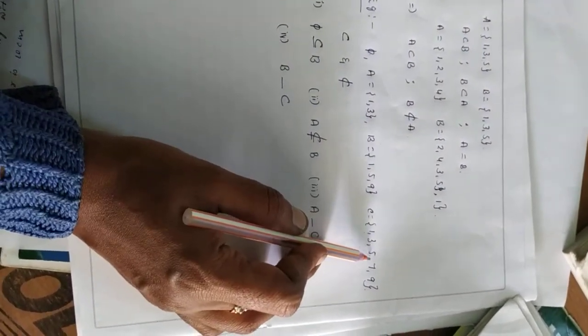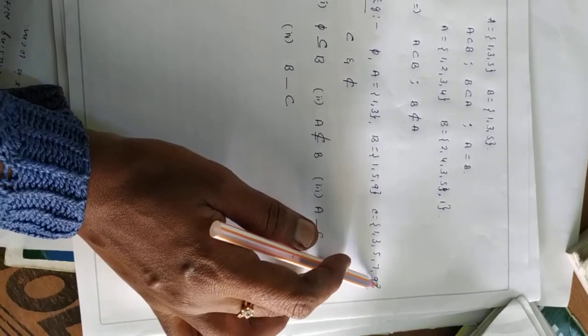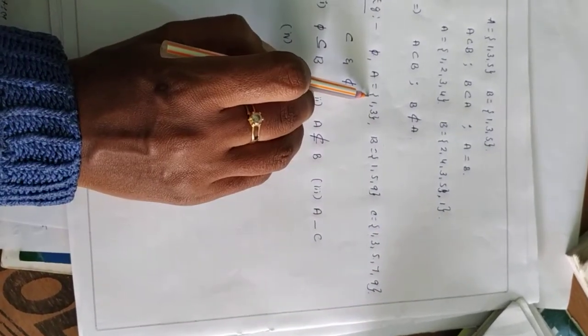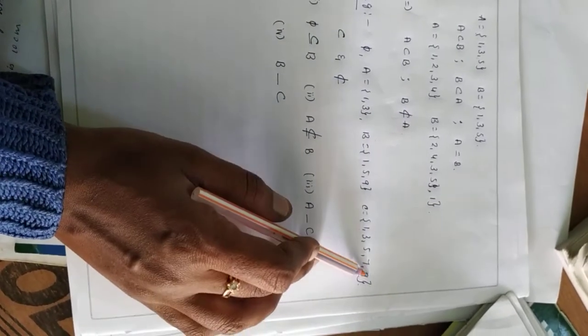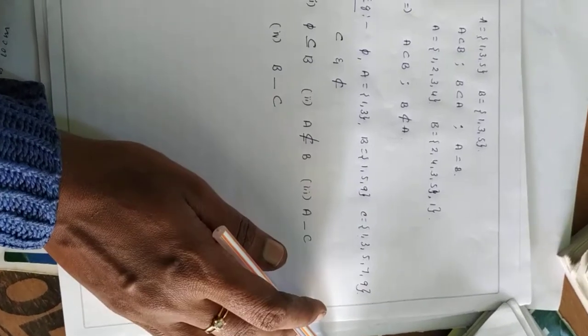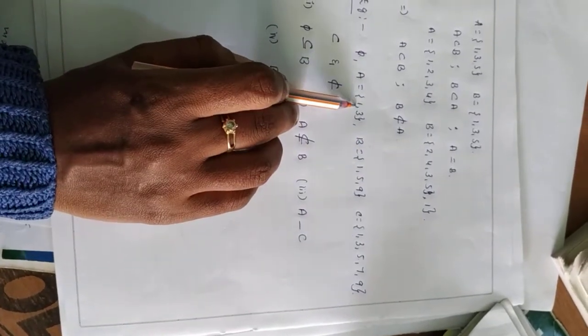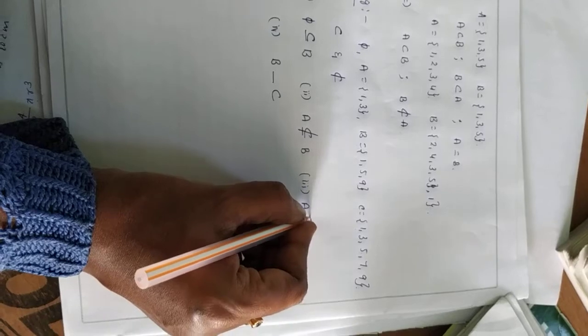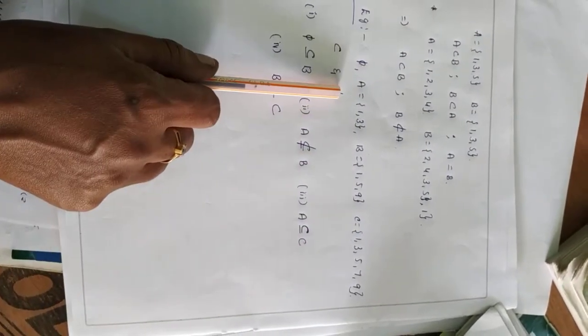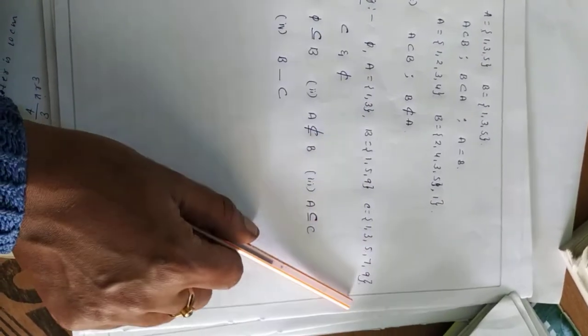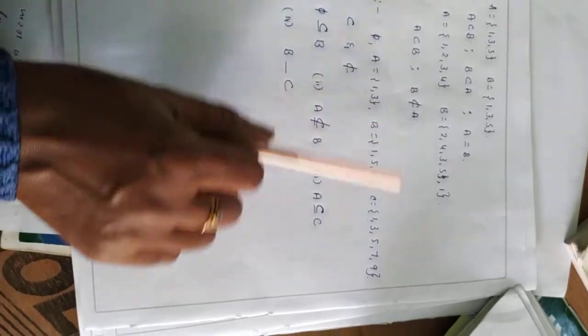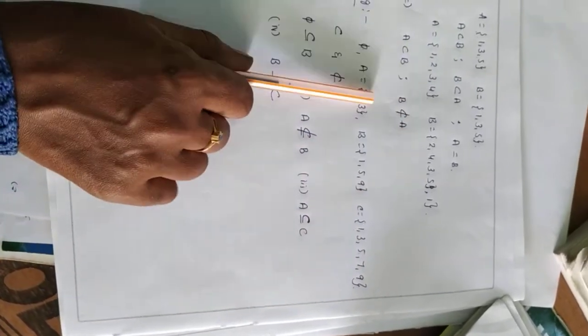Next, A is a subset of C. 1 is there, 3 is there, but you should not bother about the other elements of C. In A we have only 2 elements, 1 and 3. In C we have 1 and 3, but forget about the remaining elements. Hence A is a subset of C. But can we say that C is a subset of A? No. 1 is there, 3 is there, but 5, 7, 9 are not in A, therefore C is not a subset of A.